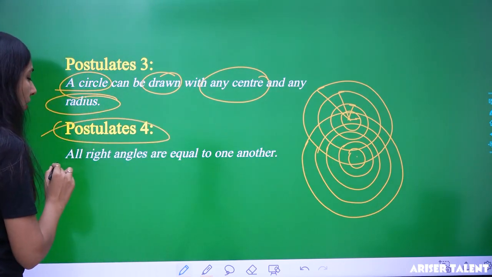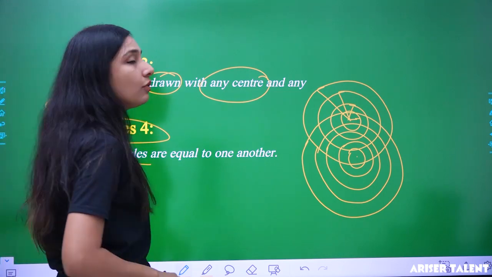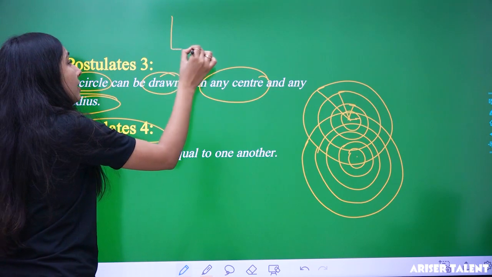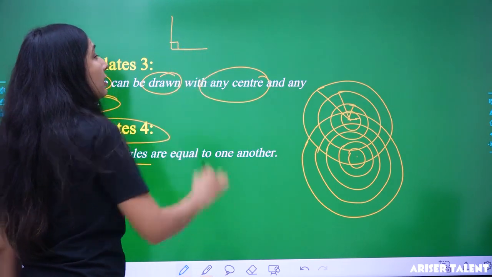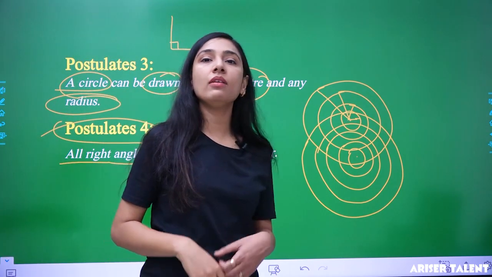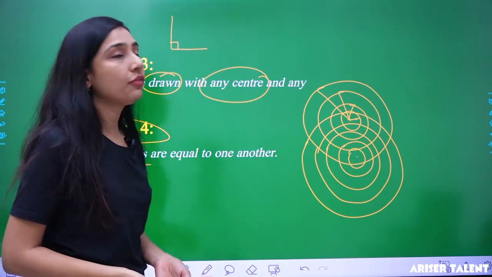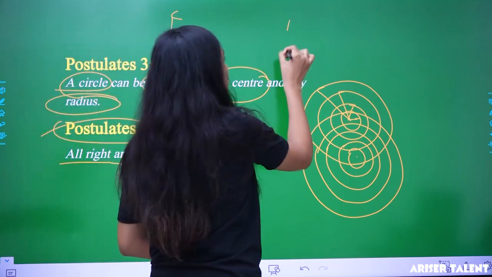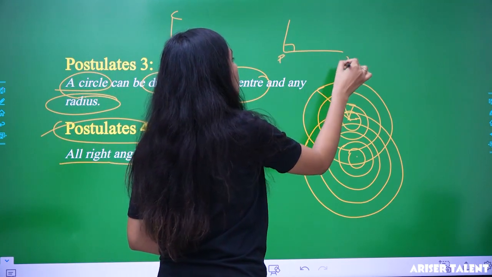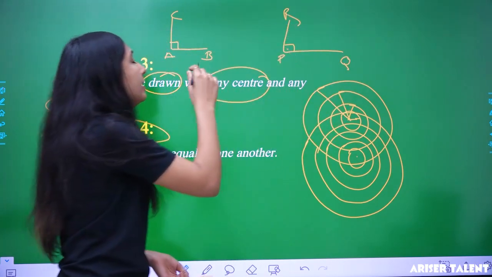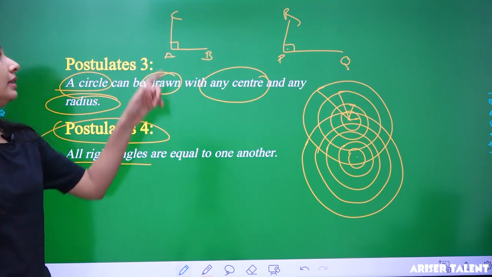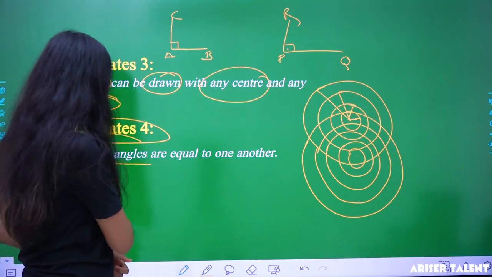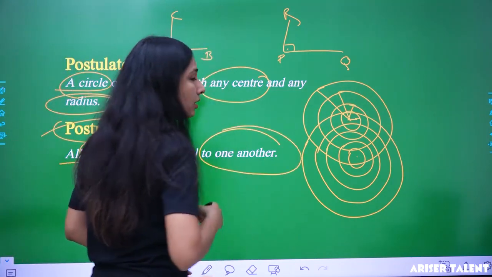Postulate number 4: all right angles are equal to one another. A right angle means an angle of 90 degrees. An angle of 90 degrees will always be an angle of 90 degrees. If this is A, B, C and this is P, Q, R and the angle is 90 degrees, then these two angles will be equal to each other. That means all right angles are equal to one another.